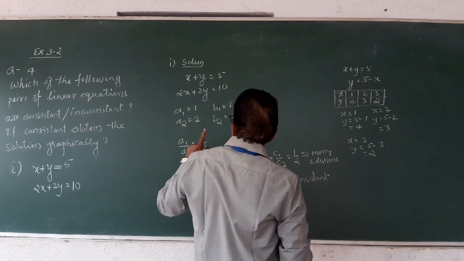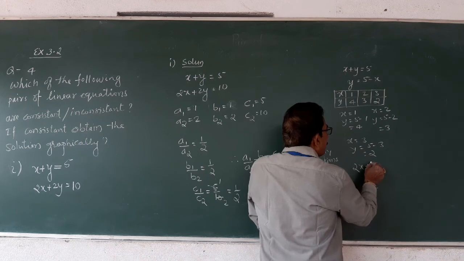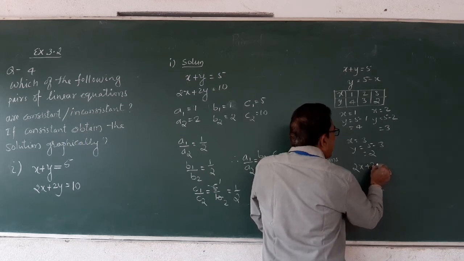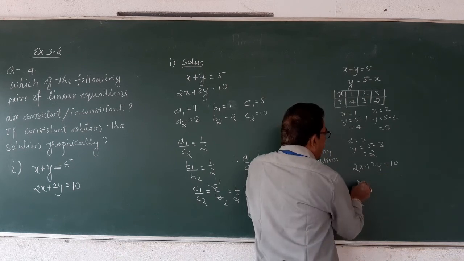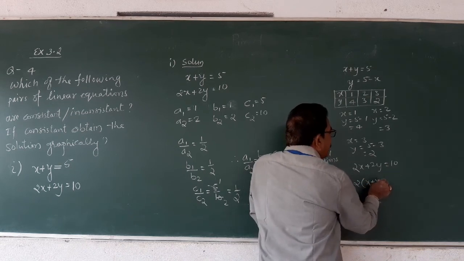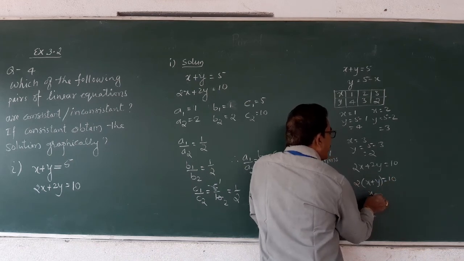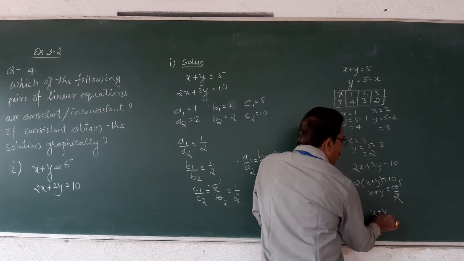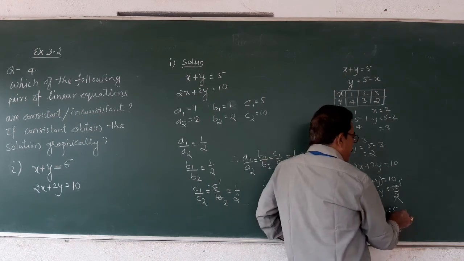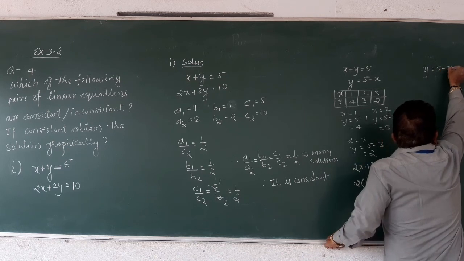The second equation is 2x plus 2y equals 10. Let us take 2 as common. x plus y equals 10 by 2. 2 fives are 10, so x plus y equals 5. Therefore, y equals 5 minus x.